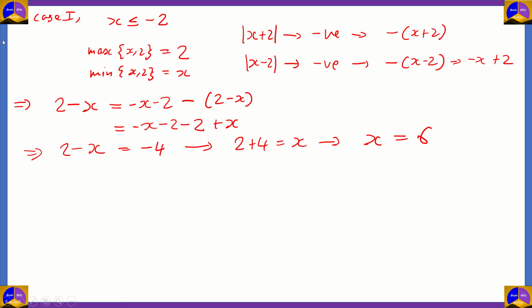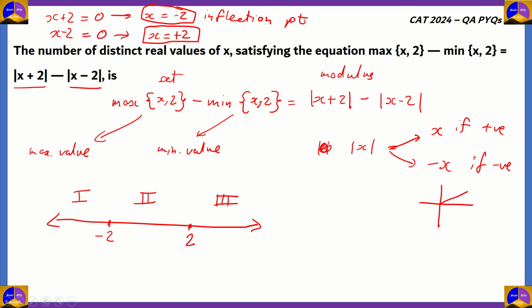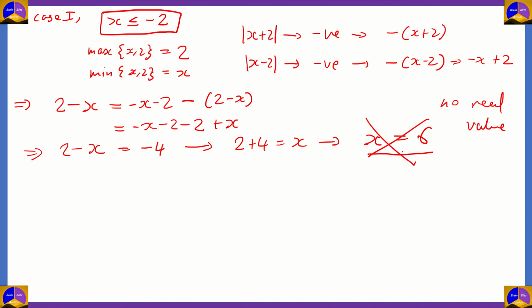Now here's the problem. In case 1, we have defined that x is always going to be less than or equal to minus 2. However, applying that condition to the functions we have, we got x is equal to 6. But 6 is not less than or equal to minus 2. So this particular value of x is wrong. There is no real value, so there isn't a distinct real value of x. Now let's move on to case 2.